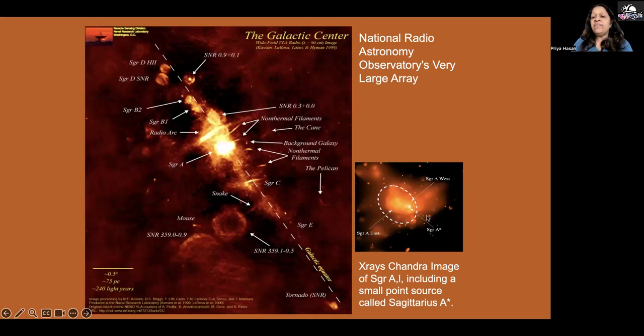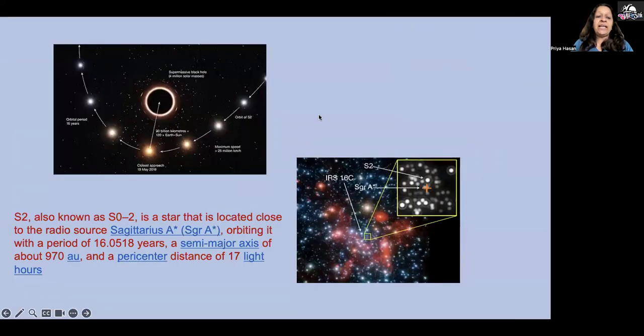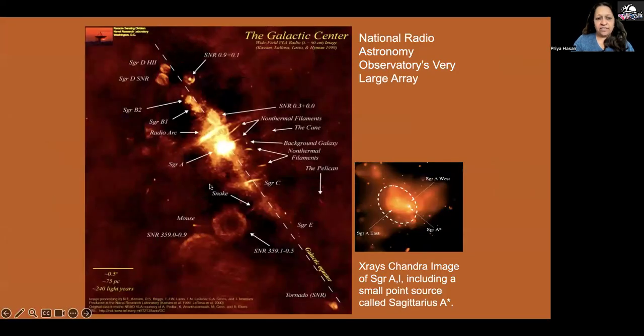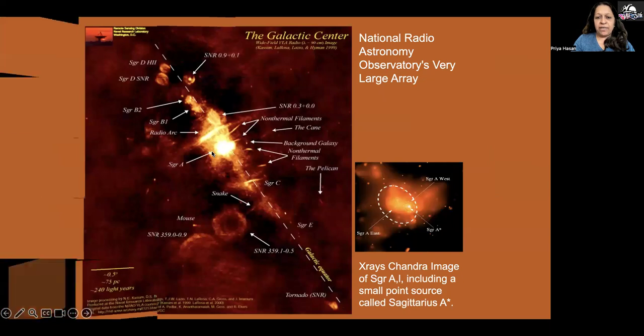And if you actually see it even in X-rays, it's high energy, hence you can see it also in X-rays. So what Andrea Ghez's team typically did is they used an infrared telescope, the very large VLT. They observed the motion of S2, a star which is sitting over here. This is Sagittarius A, in this vicinity near the black hole.